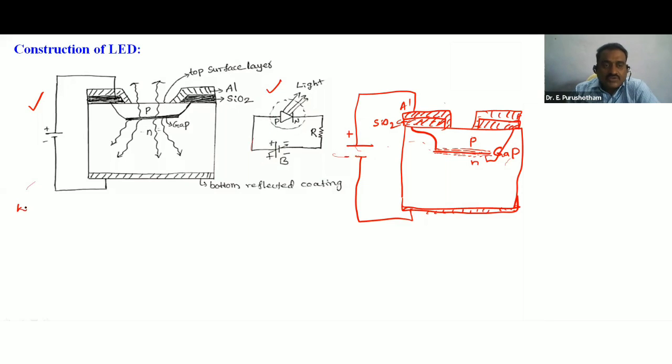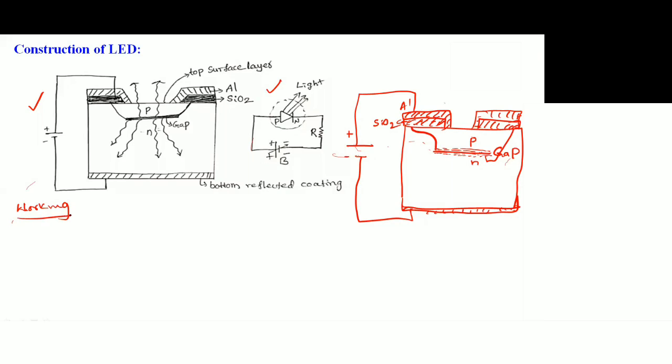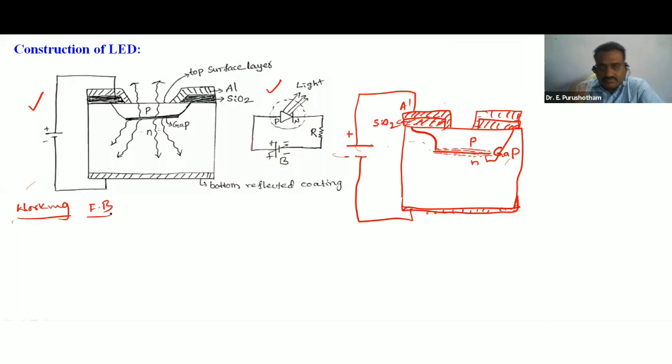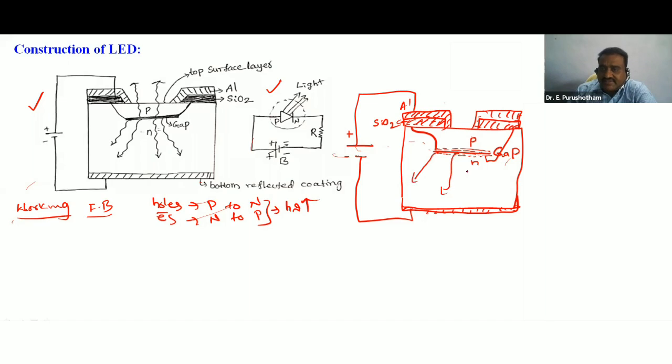So observe clearly the working. When the PN junction diode is forward biased, then holes diffuse from P-type to N-type semiconductor, and electrons diffuse from N-type to P-type semiconductor and undergo radiative recombination with each other, emitting h-nu radiation. This h-nu radiation is emitted in all directions.